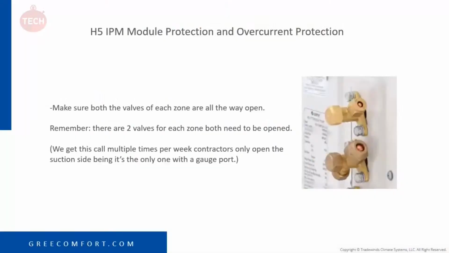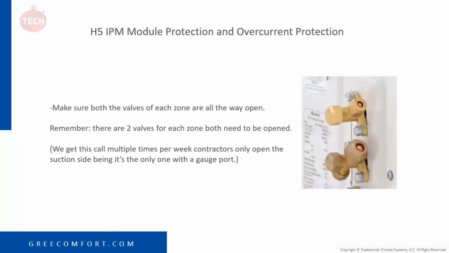Another thing to think about when doing this, most times this would be on a new install, but I do get this call often where they're getting an H5 code. Maybe they didn't open the valves all the way, or they didn't even open the liquid valve, because the only valve that has a gauge port on there is your suction. So we get contractors that only open the suction one because that's the one that has the gauge port. But it's something else to consider and remember too, and make sure to open those valves all the way before moving to the next head or next zone.